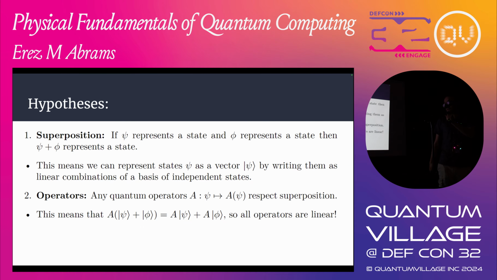So our second assumption will be that operators respect superposition. That just means that A of ket psi plus ket phi is A of ket psi plus A of ket phi. So all operators are linear. This is great because it means we can do linear algebra on them, right? Now that we've shown that states are vectors and operators are linear, we have all this machinery from linear algebra that we learned whenever, and we can use that on quantum mechanics.